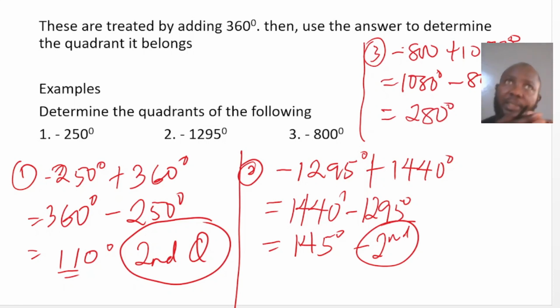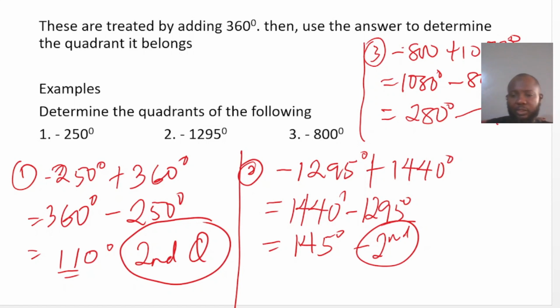So this 280 is more than 270. That means this one falls under the fourth quadrant. Fourth quadrant. Is this clear? This one falls under the fourth quadrant. That is that on this one.